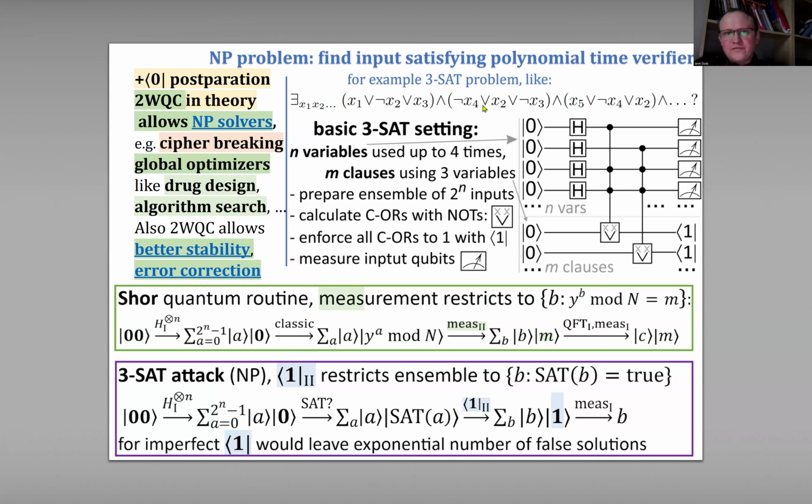So here is again the Hadamard. Here is the classical function for 3SAT. There are these alternatives with negations. Now we'd like to enforce all these alternatives to be true, and each one should restrict this ensemble to only solutions of our NP problems.